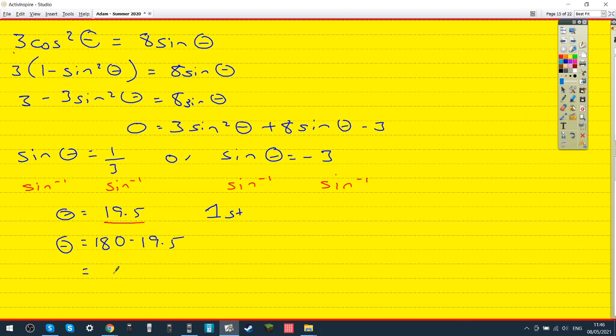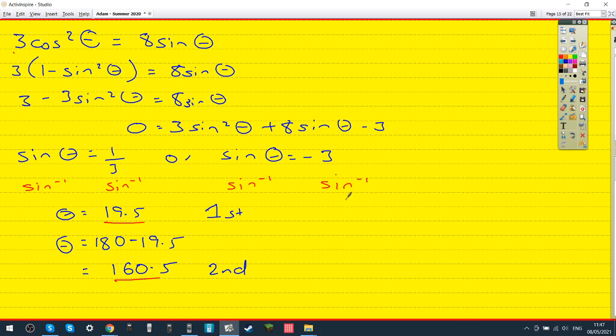So you get 180 minus 19.5, which is 160.5. And then we want the answers between 450 and 720. So can we add 360 to it? Yep, to both of them, as many times as you need to.